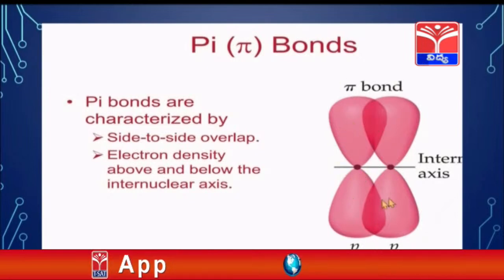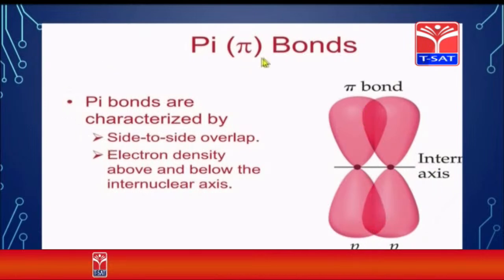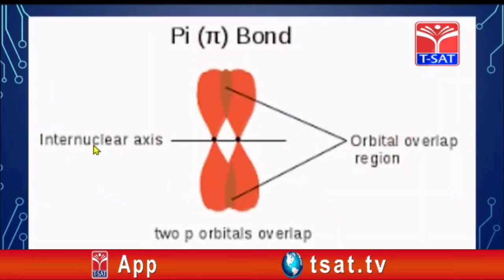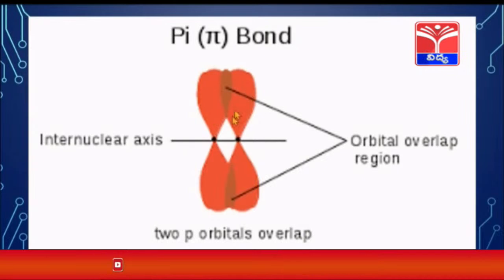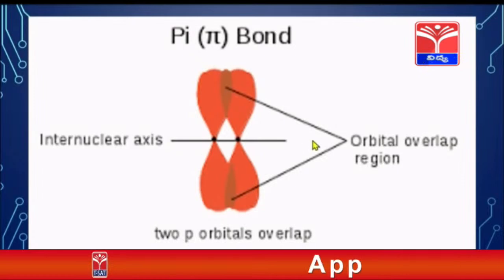So two ends are not overlapping, children. Sideways overlapping is taking place, and so the electron density is present above and below the internuclear axis. So it can be separated easily. So we say that the pi bond is a weak bond. So this is the internuclear axis, children, and where does the overlapping take place? It takes place above and below the internuclear axis, and so the electron density is present on either side of the internuclear axis, and so it is a weaker bond.